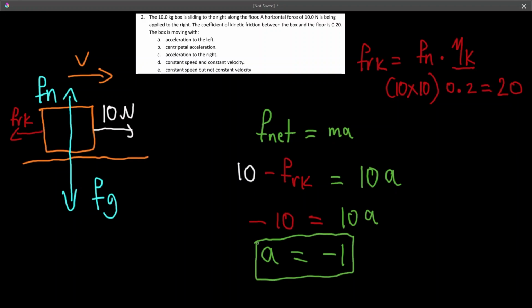What does that mean? It means I'm going to the left. I'm accelerating to the left at 1 meter per second squared. So it's just a, acceleration is to the left. How do I know it's to the left? It's because I have that negative sign there. Okay, let's take another example.